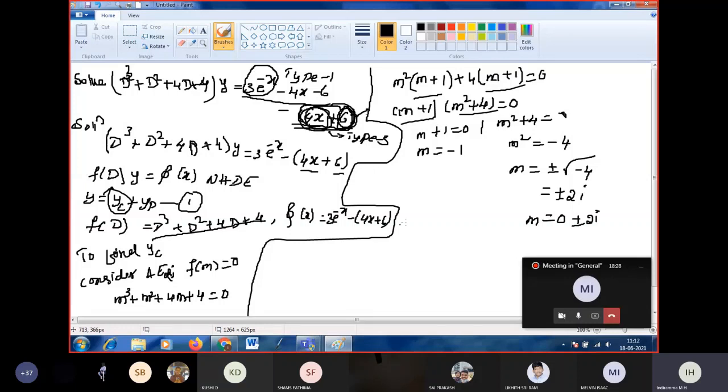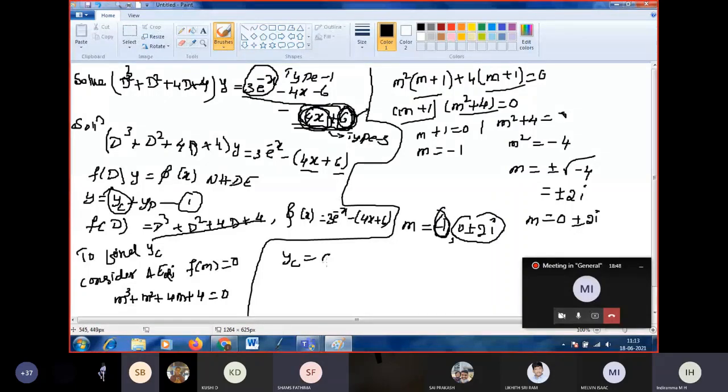Now write all the roots. How many roots should we get? 3 roots. So one is minus 1 and the other 2 roots are plus or minus 2i. Totally 3 roots. So then yc. What is the solution if m is equal to minus 1?